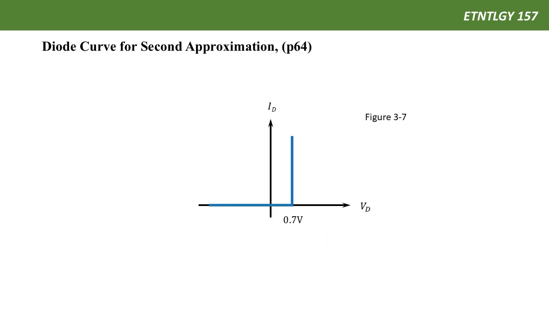The current and voltage curve for the diode in the second approximation is a little bit different from the first approximation. As you can see, there's no current being conducted if the voltage is below the knee voltage, 0.7 volt. If the voltage is high enough, it starts to conduct. For the second approximation, there is no limit on how much current can flow through it. Therefore, it's a vertical line pointing to the top.